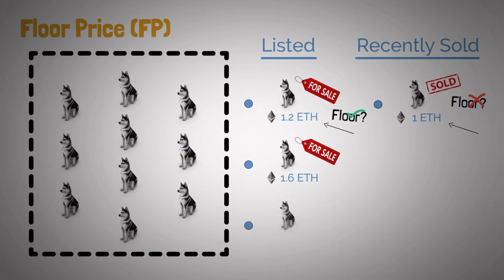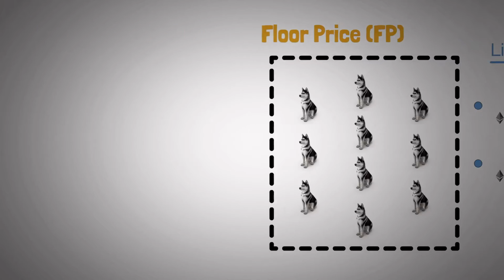If an owner of one of the puppies decided to list their puppy NFT for 0.8 Ethereum, now the floor price would be 0.8 Ethereum, until someone else either lists the puppy for less or buys the puppy at 0.8. The lowest priced NFT will be the floor price until it's either beaten by a lower price listing or purchased, resulting in the floor price being the next highest listing.